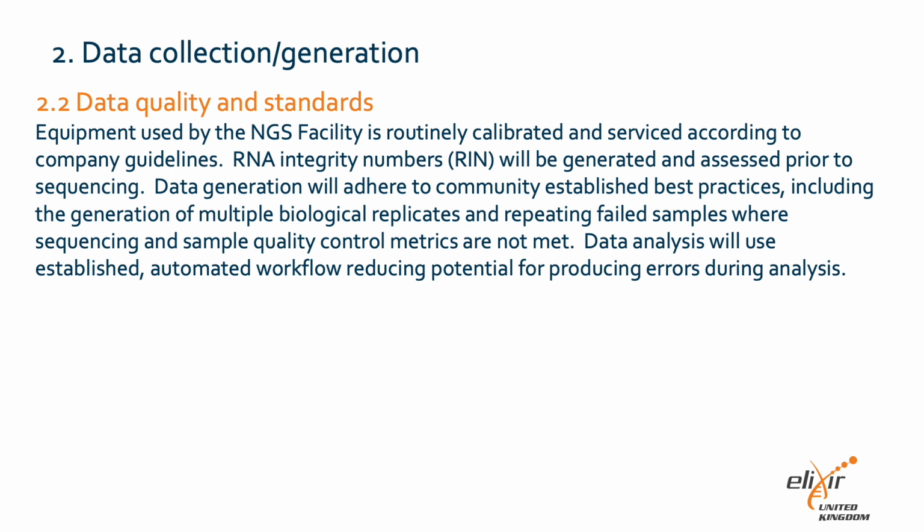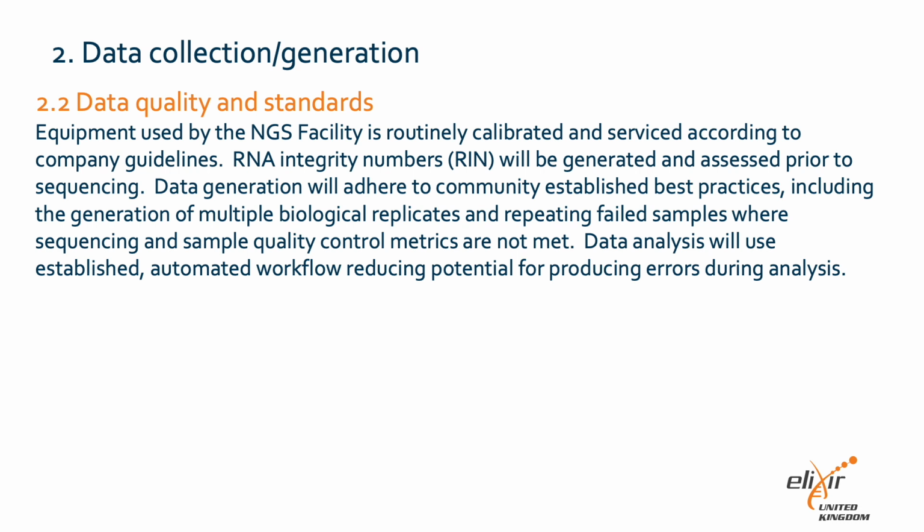The equipment that will be used by the NGS facility is routinely calibrated and serviced according to company guidelines. The RNA integrity numbers, RIN, will be generated and assessed prior to sequencing, and data generation will adhere to community-established best practices, including the generation of multiple biological replicates and repeating failed samples where sequencing and sample quality control metrics are not met. Finally, data analysis will use an established automated workflow, reducing the potential for producing errors during analysis.